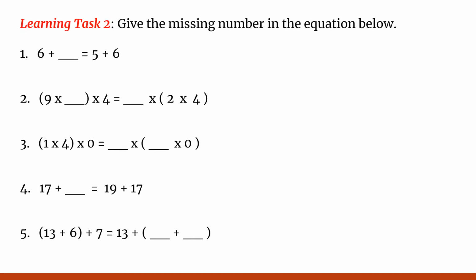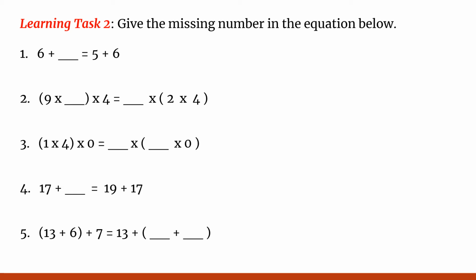Learning task number 2. Give the missing number in the equation below. Since this is an equation, dapat yung left-hand side ay maging equal to the other side, yung right-hand side. So, let us answer number 1. 6 plus blank equals 5 plus 6. So, if you look at the right-hand side, 5 plus 6. So, dapat yung left side, 6 plus blank, maging katulad lang ng 5 plus 6.